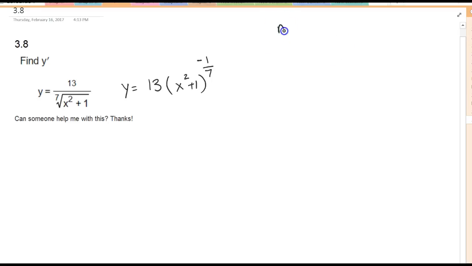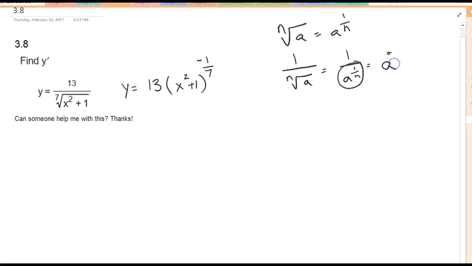So if you recall, the nth root of a can be written as a to the 1 over n. And if that is in the denominator, I can write that as 1 over a to the 1 over n. And then if I pull this whole thing up to the numerator, I make the power of the exponent negative, so a to the negative 1 over n. Essentially, that's what we did here.